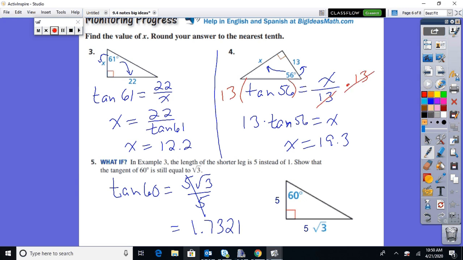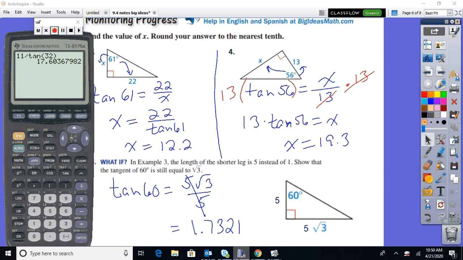So they cross out here. X equals 13 tangent of 56. Now let me show you this too. This is a nice step saver. Let me clear this out.